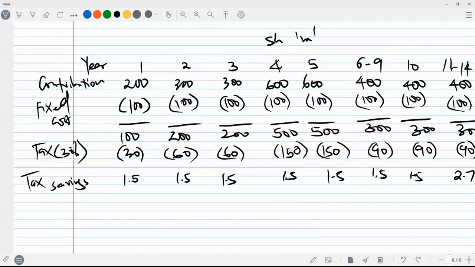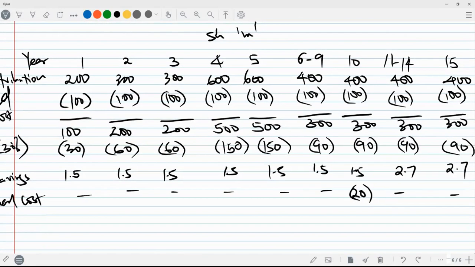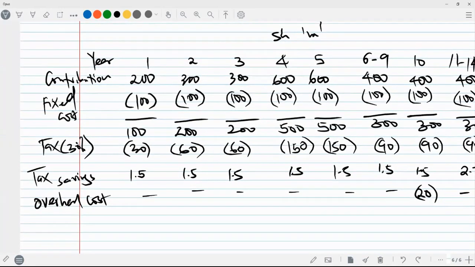Then we can include that the overhaul cost is a cash outflow occurring in year 10, which was 20 million, a cash outflow of 20 million. Then what else do we have? Scrap value.